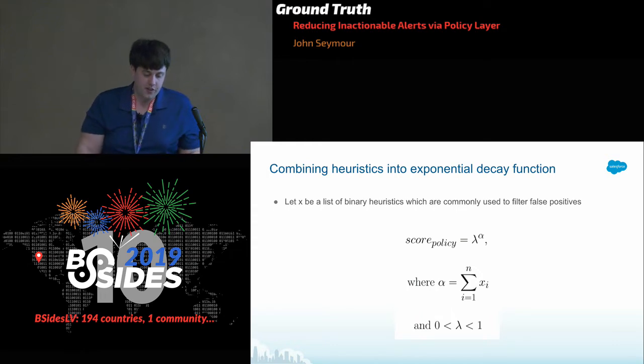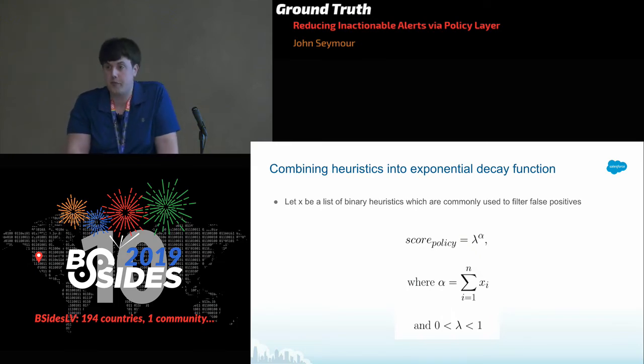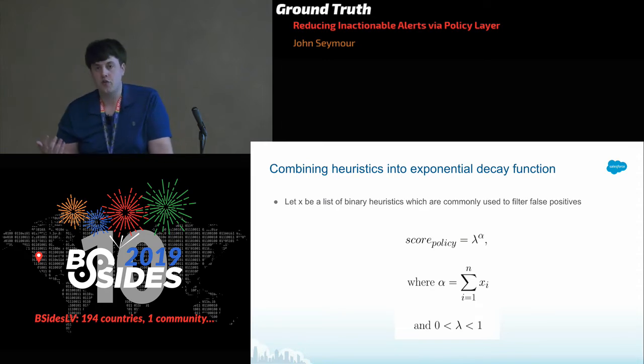So how do we enforce the heuristics commonly used to filter false positives in a better way? Well, here's a simple machine learning-based approach that we've deployed at scale. We combine these heuristics using a function which penalizes alerts where any such issues are found without completely filtering the behavior. Concretely, if we let X be a list of binary heuristics commonly used to filter false positives, then let your policy score be some number lambda between 0 and 1 raised to the count of how many of these heuristics are true for a given event. For example, if lambda is 0.5 and you have 2 issues surrounding the data, then your policy score would be 0.25, or if no issues are detected, your policy score would be 1. And we just reweight the alert by this value.